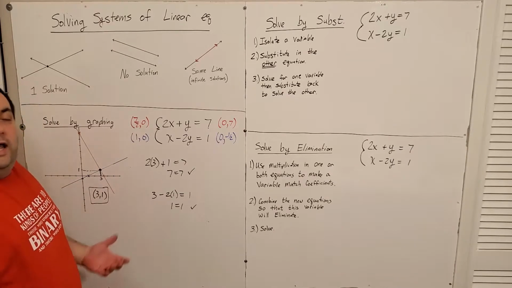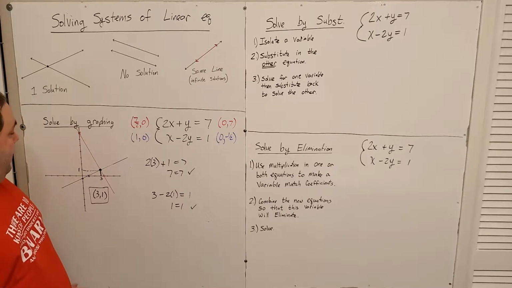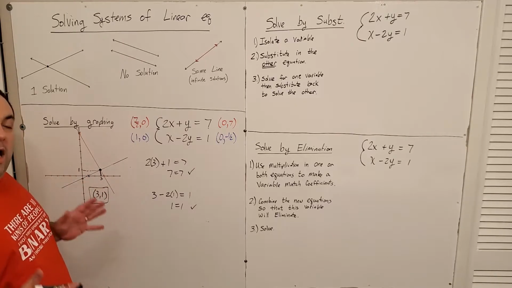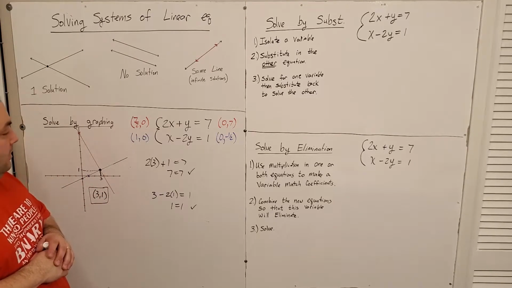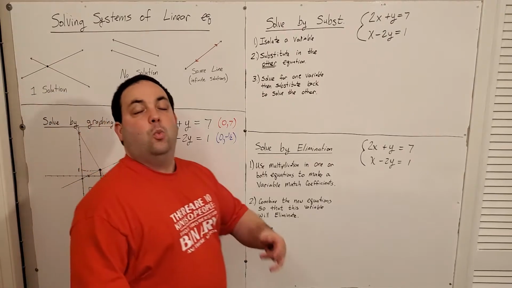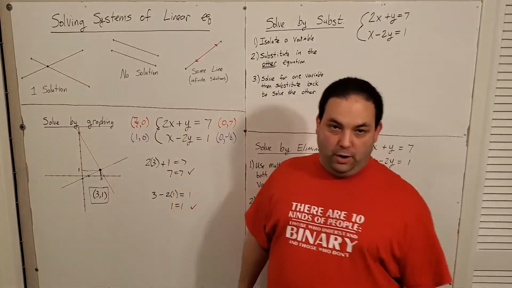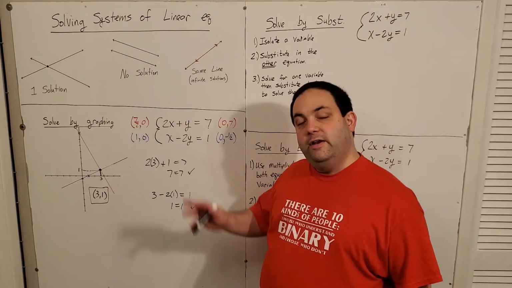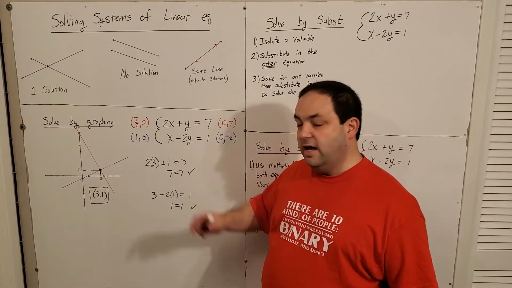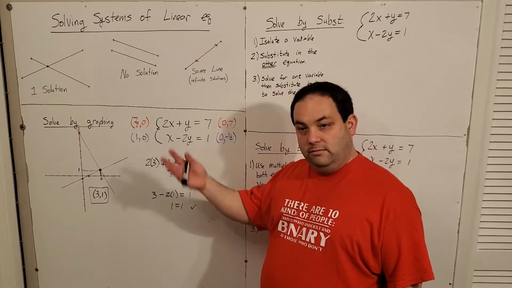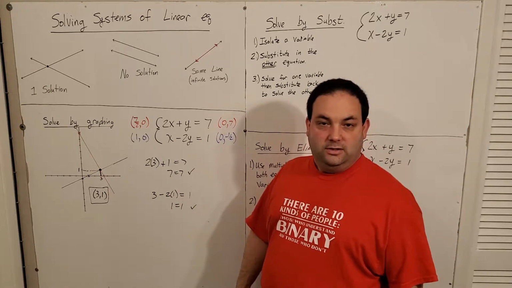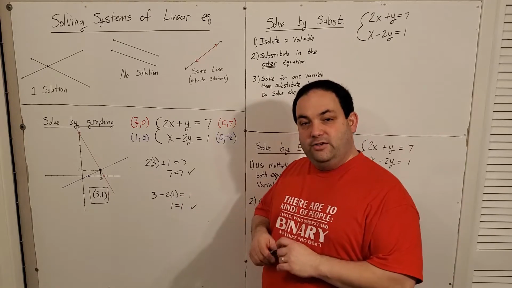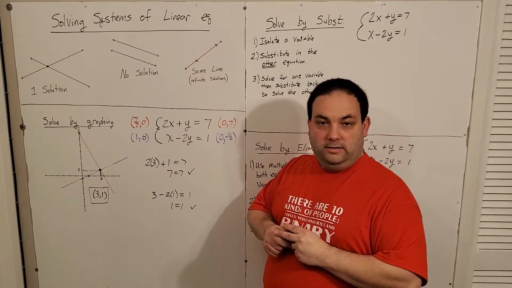I picked one that had whole numbers, okay? But it's very, very easy for this to not have whole number solutions. In that case, you're going to want to lean on the more algebraic methods, okay? This is a good method if you like graphing and if the answers come out to be whole numbers and you have graph paper and all of those conditions. But mathematically, it is the least efficient number-wise, okay?